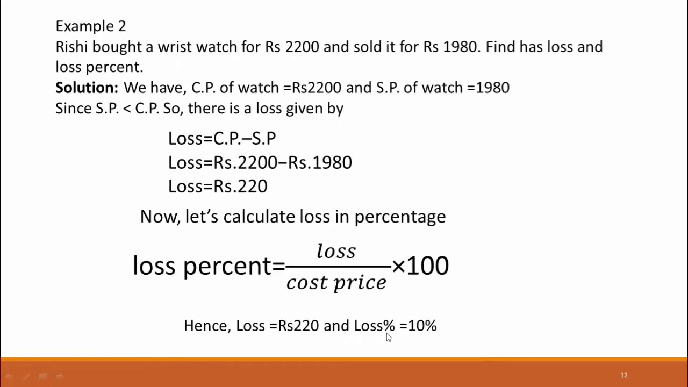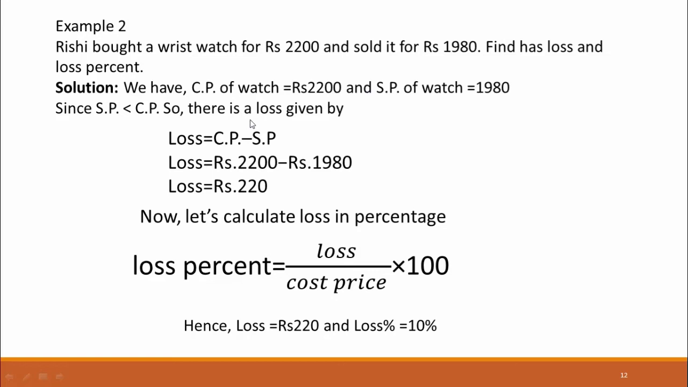Now another example to find the loss percent. Rishi bought a wrist watch for Rs 2,200 and sold it for Rs 1,980. Find his loss and loss percent. In this problem we have the cost price 2,200 and the selling price of the watch is 1,980. Since the selling price is less than the cost price, meaning the cost price is greater than the selling price.